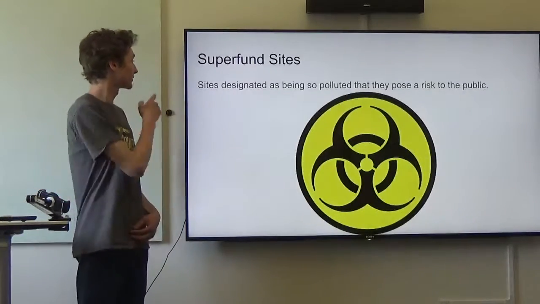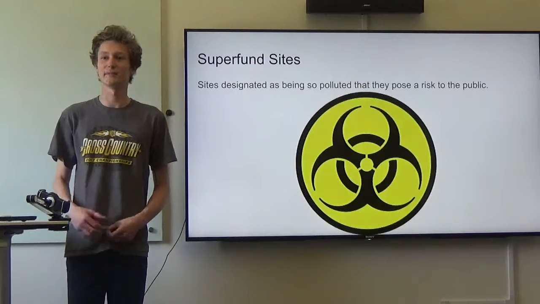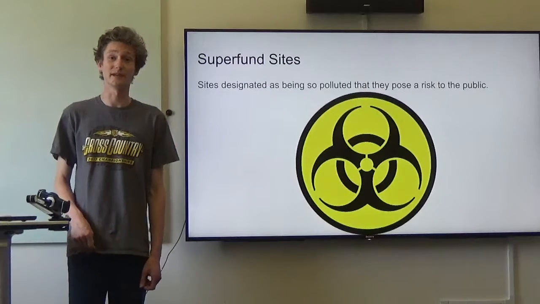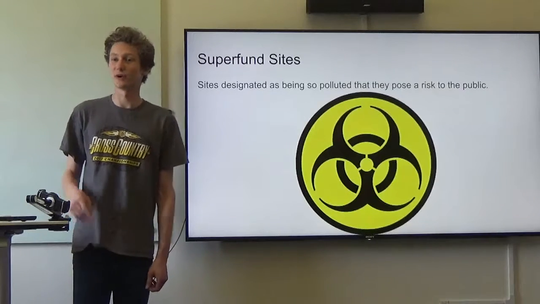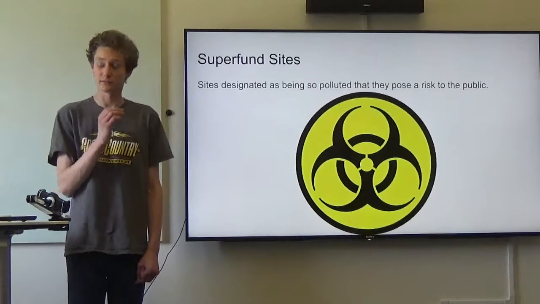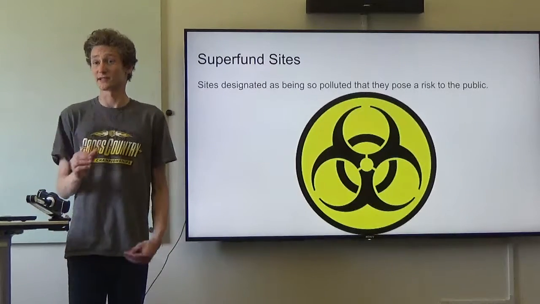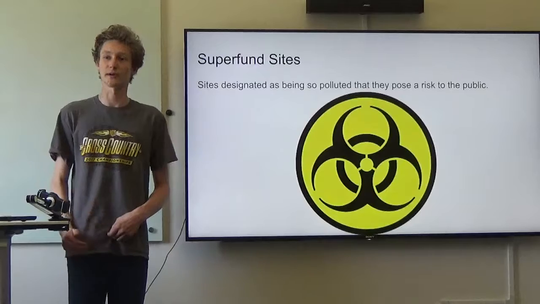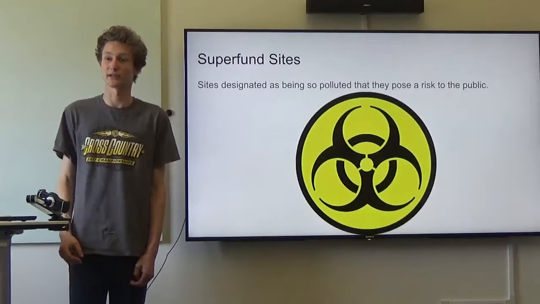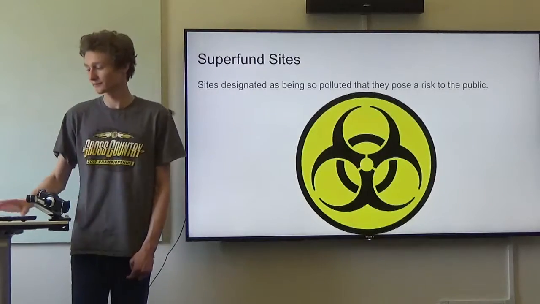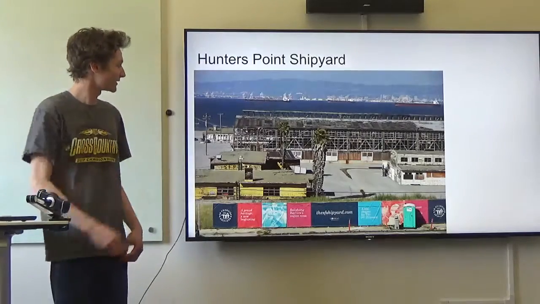Moving on, Superfund sites. Superfund sites are places that have been designated by the EPA as being so toxic that they're a danger to public health. And there's a fund that's put together for the EPA to clean up these places. So just places that might have elevated levels of dangerous chemicals or have been used in the past for manufacturing radioactive things that can be dangerous. And there's actually a Superfund site near us, which is Hunters Point Shipyard.